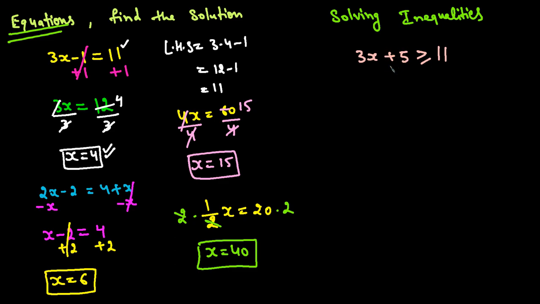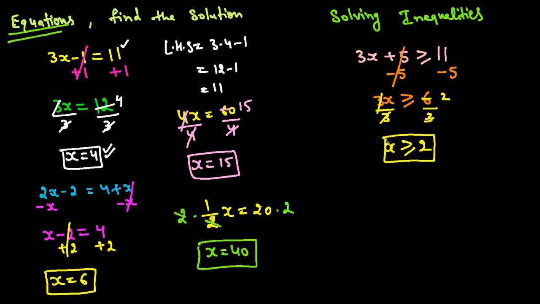See, I want to get rid of this 5 because I just want the x term on this side. So I need to subtract 5, but I need to subtract on this hand side too. So this gives me 3x, this 5 will cancel out, greater than or equal to 11 minus 5 is 6. And now I need to divide it by 3. Gives you 1, and left with x greater than or equal to 3 times 2 is 6. So this is the solution.